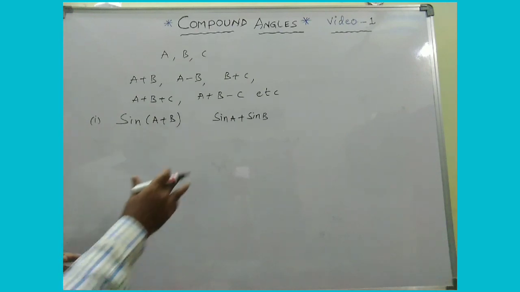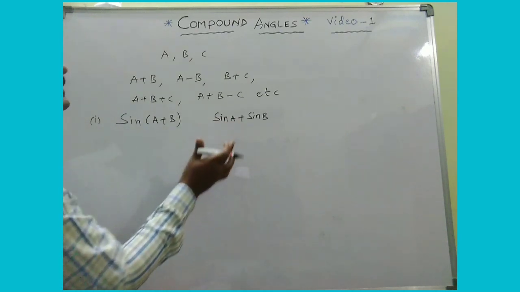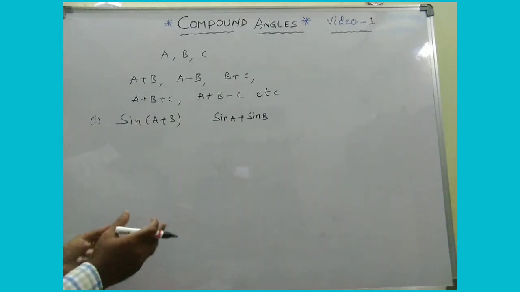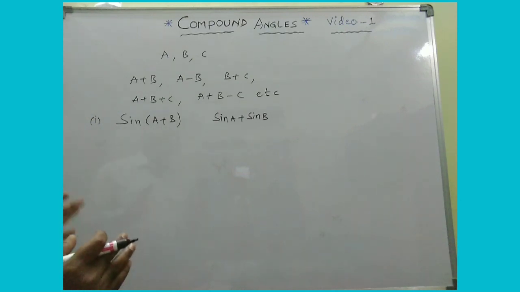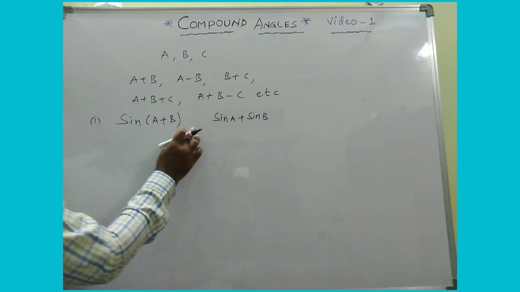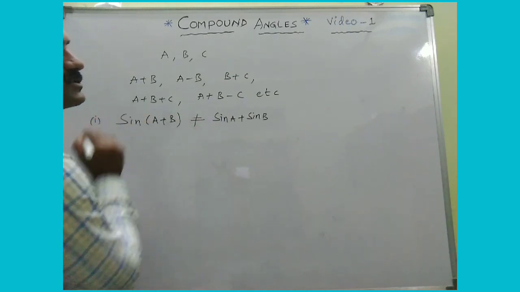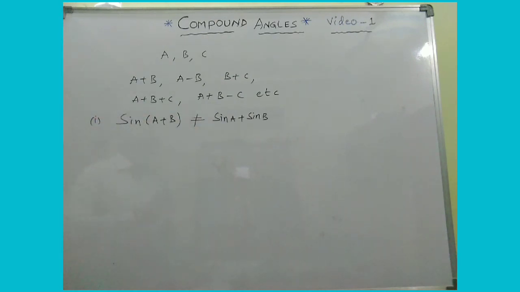Sine A doesn't mean sine into A, isn't it? Sine A indicates a particular ratio, the ratio between the opposite side and the hypotenuse for a particular angle, which is denoted as the sine of that particular angle. It may be sine A, sine B, sine theta, etc. So now I just want to say that sine of A plus B is not at all equal to sine A plus sine B. How can we prove this?